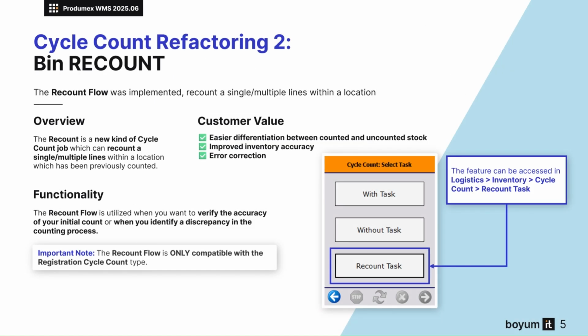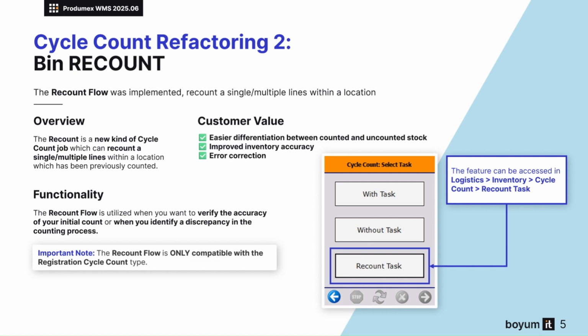The next point from our highlights is the Recount flow. We're thrilled to introduce the Recount flow feature, a new type of cycle count job designed to recount single or multiple lines within a previously counted location. It's important to note that multiple stock lines can be recounted during a recount task.